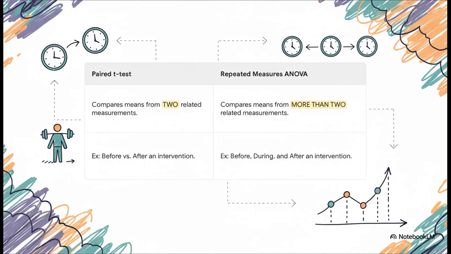And hey, if you're already familiar with the paired t-test, the one that just compares 2 related scores, like a before and after, then you're basically halfway there. Just think of repeated measures ANOVA as the supercharged big brother of the t-test. It's an extension that lets you compare more than 2 measurements. So instead of just before and after, now you can look at before, during, and after.